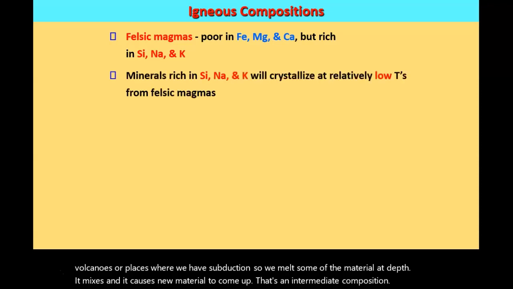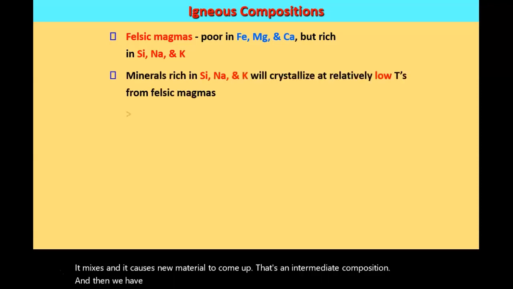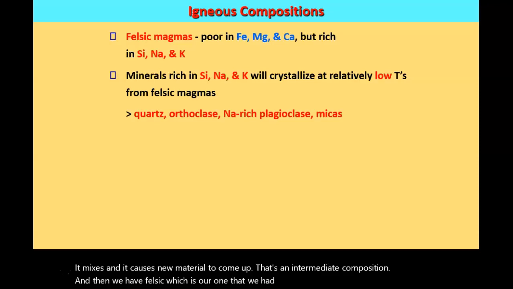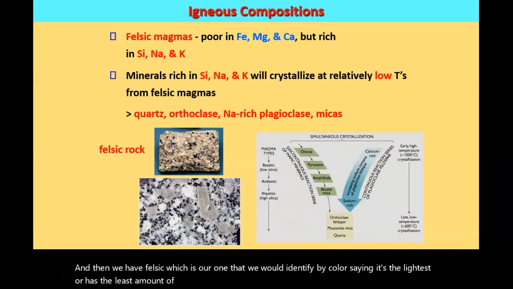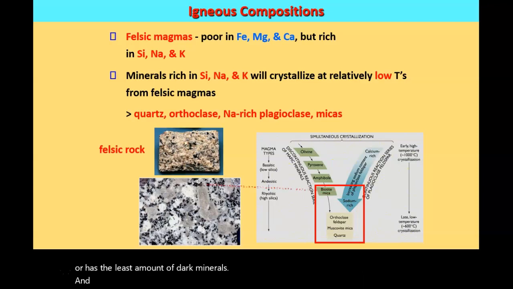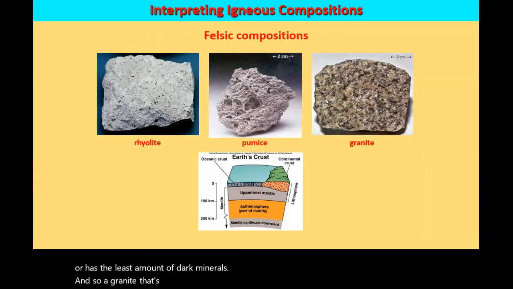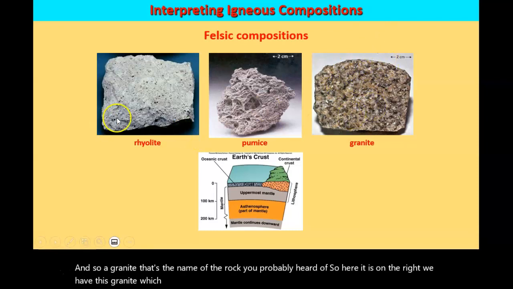And then we have felsic, which is our one that we would identify by color, saying it's the lightest or has the least amount of dark minerals. And so a granite, that's the name of the rock you've probably heard of. So here it is on the right. We have this granite, which is coarsely crystalline. We have a rhyolite, which is finely crystalline. What's the difference? Crystal size.